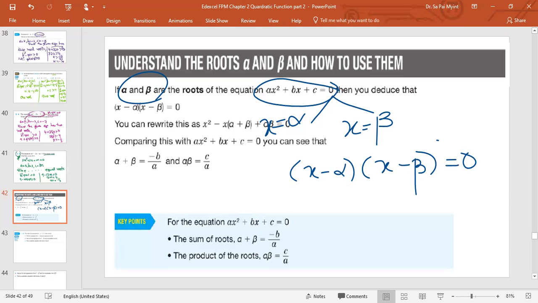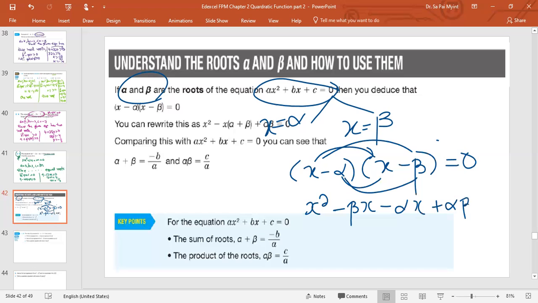So multiply. First x times x is x squared. And then here minus beta x, minus alpha x, plus alpha beta equal to 0. So x squared, here minus and x outside. Which one is left? Alpha plus beta, x plus alpha beta equal to 0.